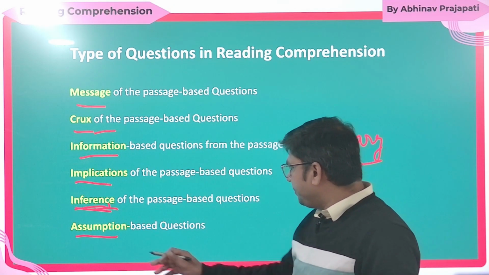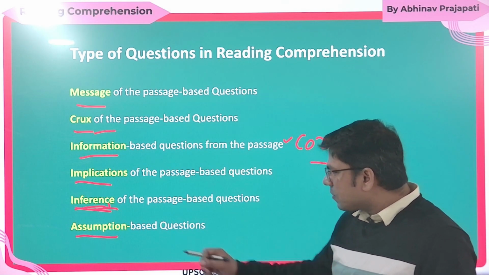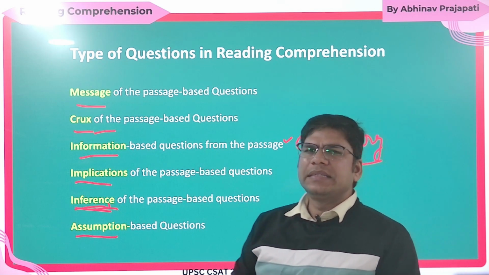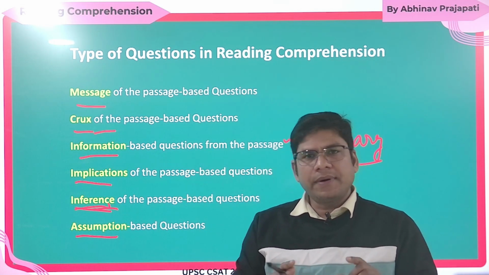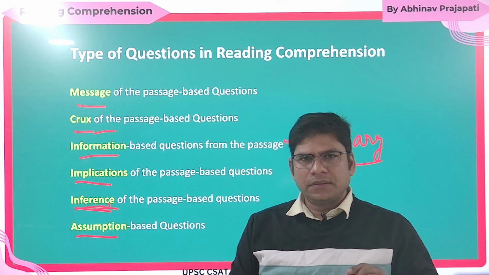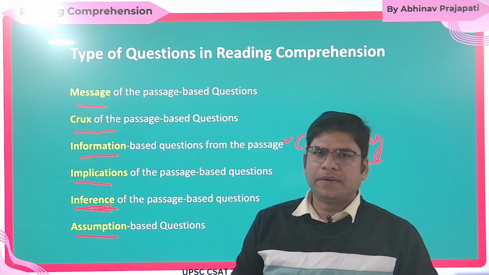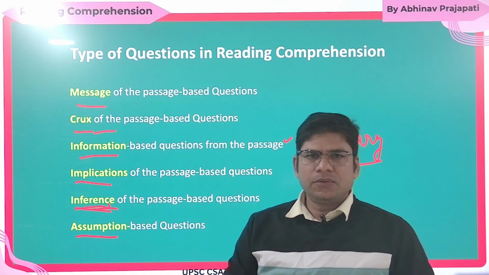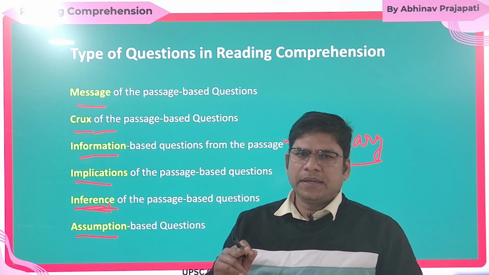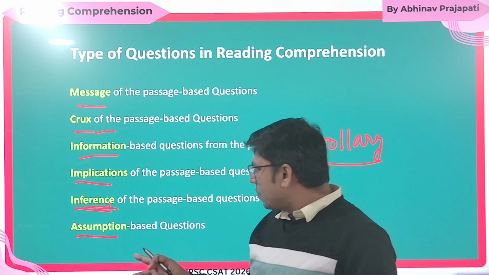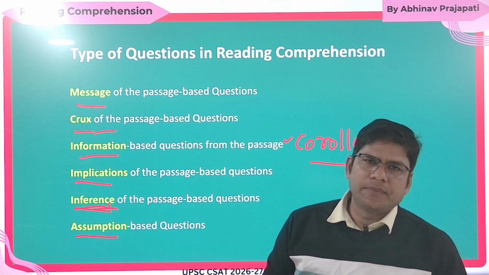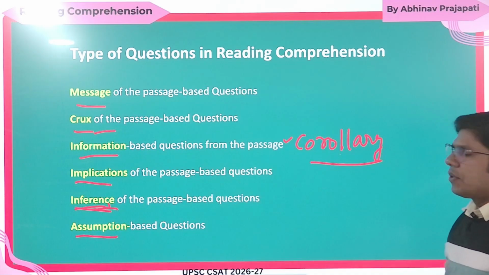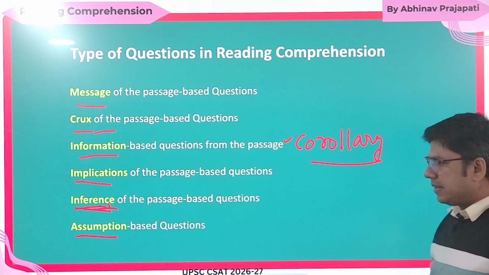Now assumption based. This is also not directly stated in the passage. So what is an assumption in simple words? It is what was going on in the mind of the author before writing this passage. लिखने से पहले author क्या सोच रहा था, उसके mind में क्या चल रहा था, ठीक है. So those are the assumptions. Now a question like what assumption can be drawn from the passage, what the author assumes. So these are the main types of question that UPSC asks every year in CSAT paper 2.